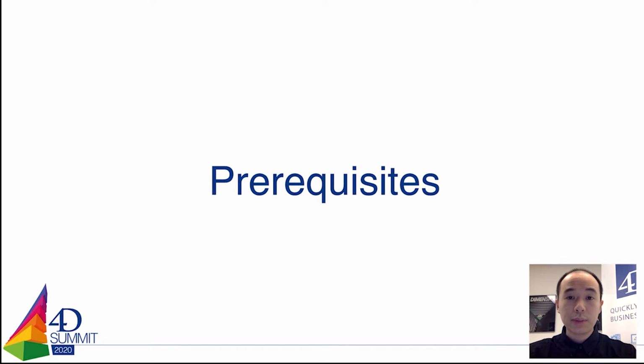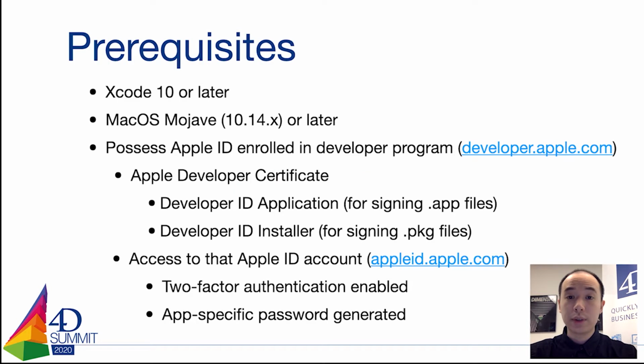Now, there are certain prerequisites you need to worry about before going through the whole notarization process. The first thing is to make sure that your Xcode is on the latest version. It should be on 10 or later. You should be on macOS Mojave or later in order to use certain terminal lines for notarization. You need to be enrolled in Apple's developer program through developer.apple.com. This is the program where you have to spend $99 a year, which would give you access to these Apple certificates, which you can use to code sign your application.